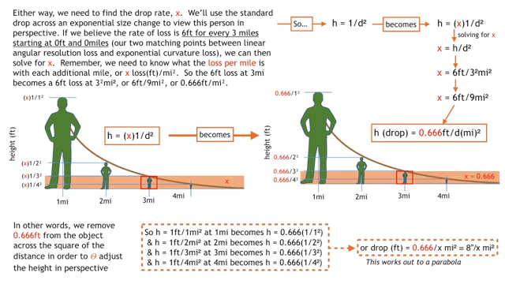Either way, we need to find the drop rate x. So we'll use the standard drop across an exponential size change in order to view this person in perspective. So if we believe the rate of loss is 6 feet for every 3 miles, starting at 0 feet and 0 miles, which are again our two matching points between linear angular resolution loss and our exponential curvature loss, we can then solve for x. So remember, we need to know what the loss per mile is with each additional mile, or x loss of feet per mile squared. So the 6 foot loss at 3 miles becomes a 6 foot loss at 3 squared miles, or a 6 foot per 9 mile squared loss, or 0.666 feet per mile squared.